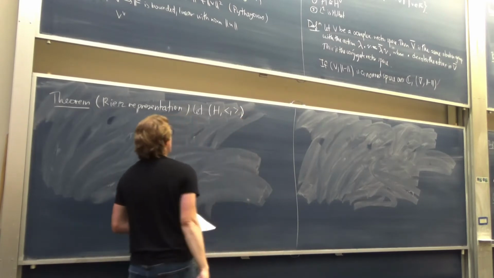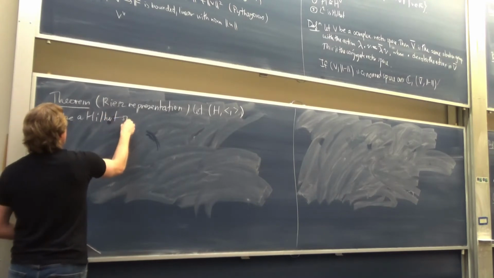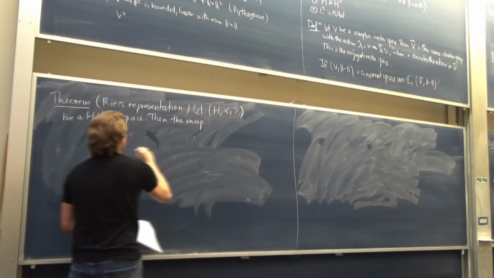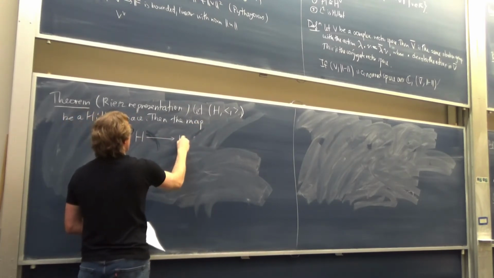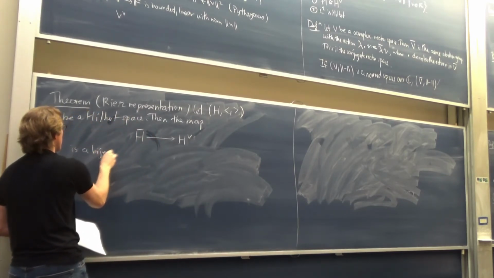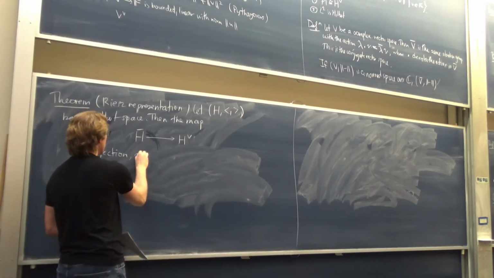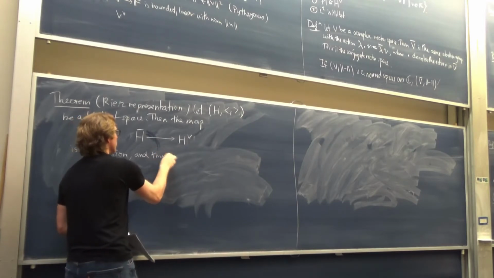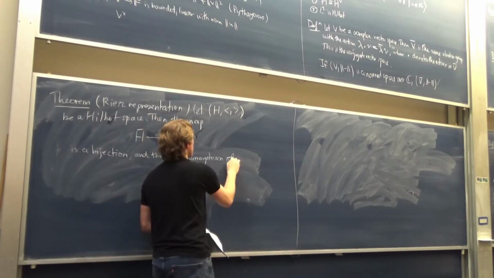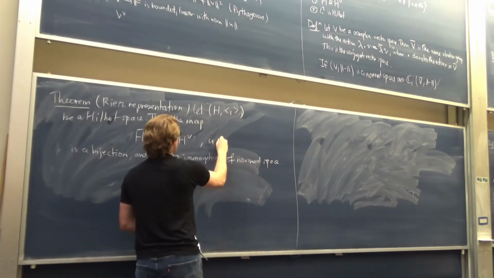Riesz representation usually means the following statement. Let H be a Hilbert space. Then the map which we constructed before is a bijection, and thus an isomorphism of normed spaces. Okay, so that's the promised statement 1 above. So this was u goes to pairing with u.